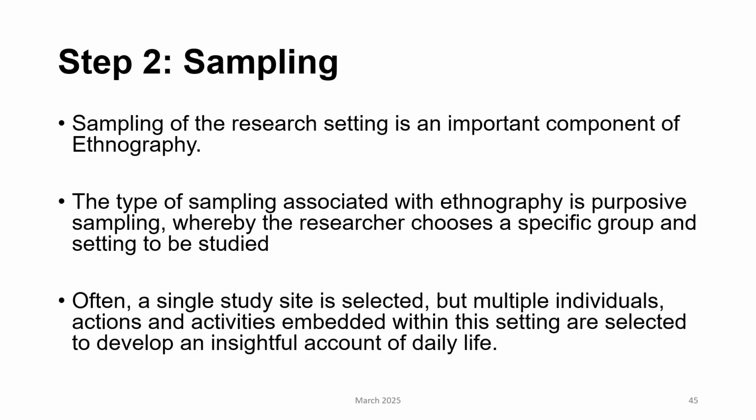Step 2 of ethnographic research is sampling. Sampling of the research setting is an important component of ethnography. The type of sampling associated with ethnography is purposive sampling, whereby the researcher chooses a specific group and setting to be studied. Often, a single study site is selected, but multiple individuals, actions, and activities embedded within this setting are selected to develop an insightful account of daily life.